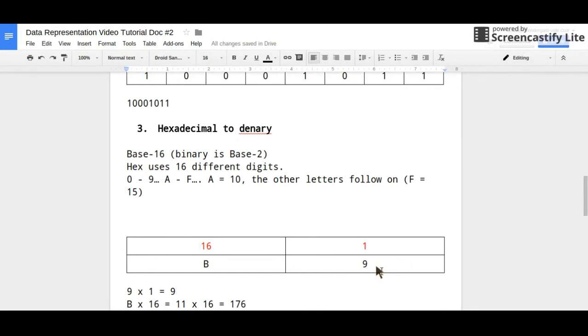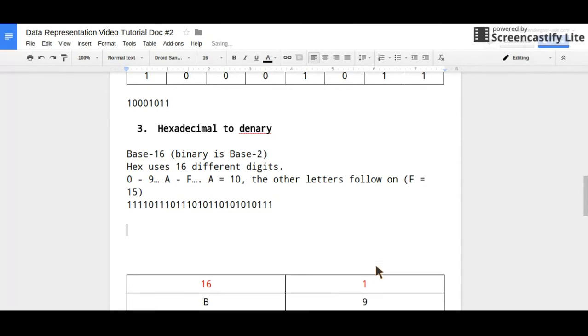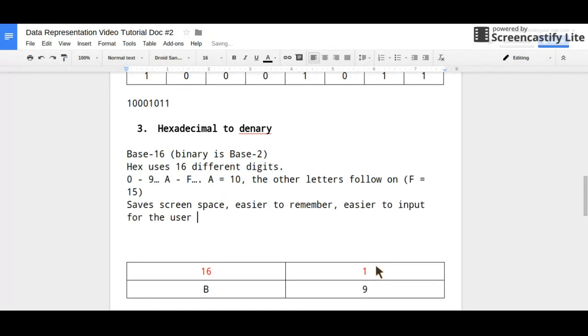So I'm just going to expand on this to look at that extra criterion about why we use hexadecimal. We're going to move on to this in more detail in a second. But if I have a very long binary number, such as this, if I were to write a denary number of a similar length, it would simply look something like this. So obviously this is more advantageous, and this is because it's a lot shorter. Therefore it saves screen space, it's easier to remember, easier to input for the user, etc.